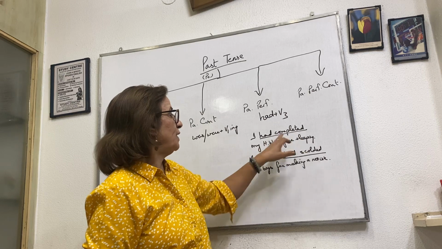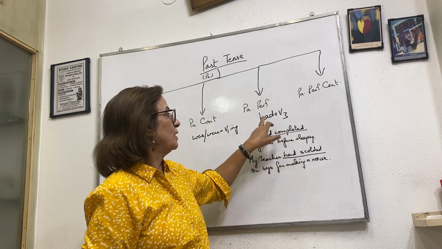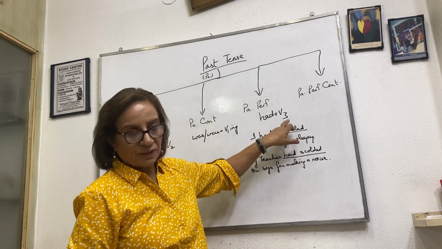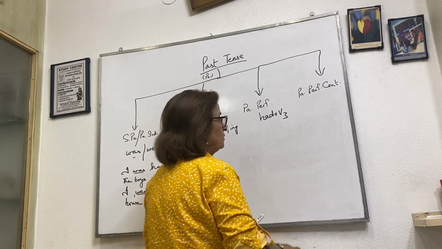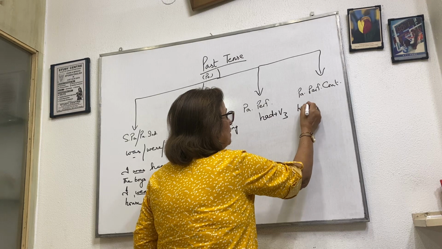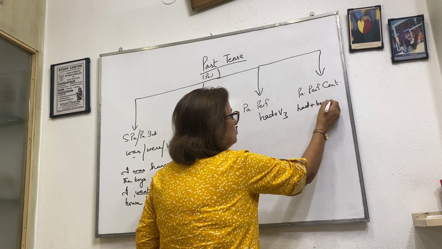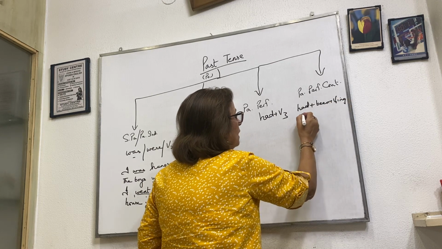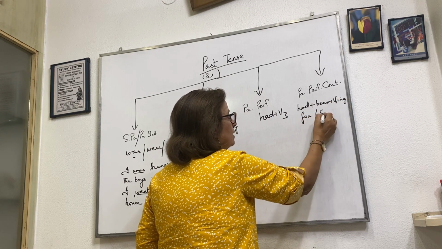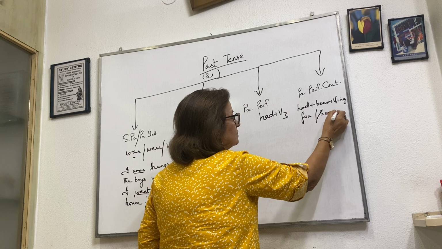I had completed my homework before sleeping. Had plus V3. Okay. Now come to present perfect continuous. Had plus been plus verb in the first form ing. Okay. And here we also use, like in present, for and since.